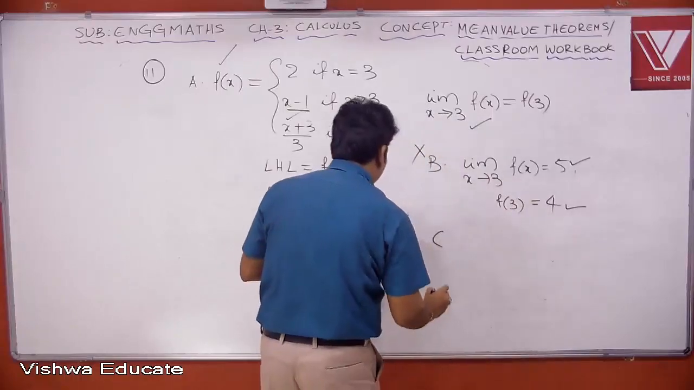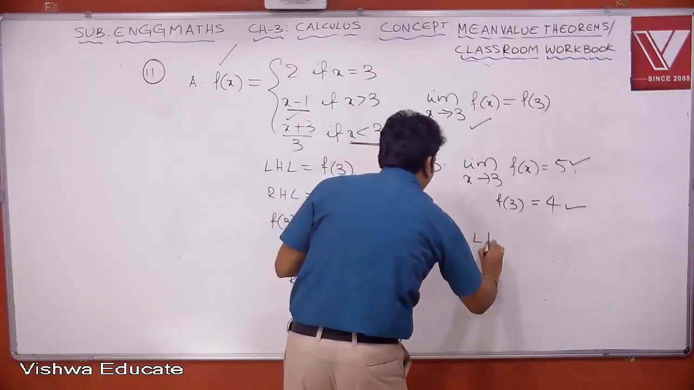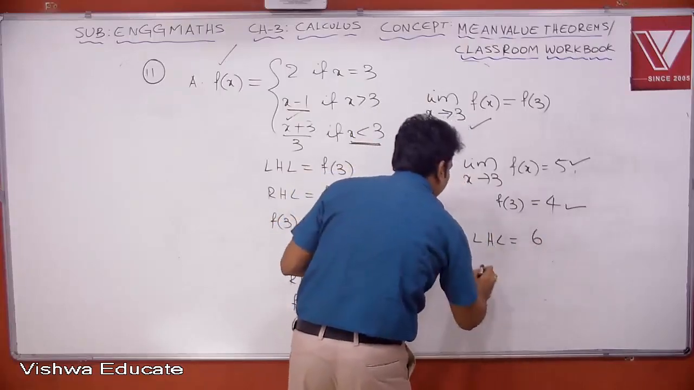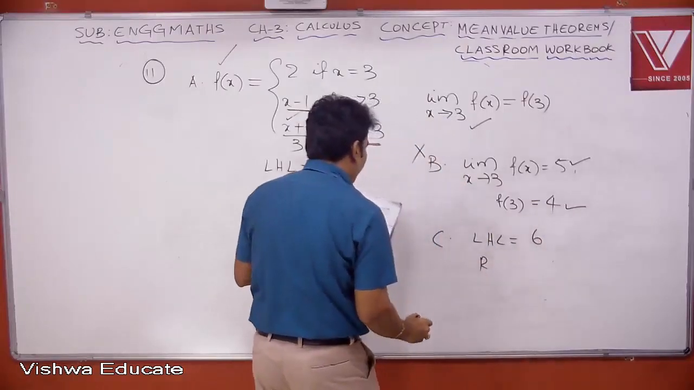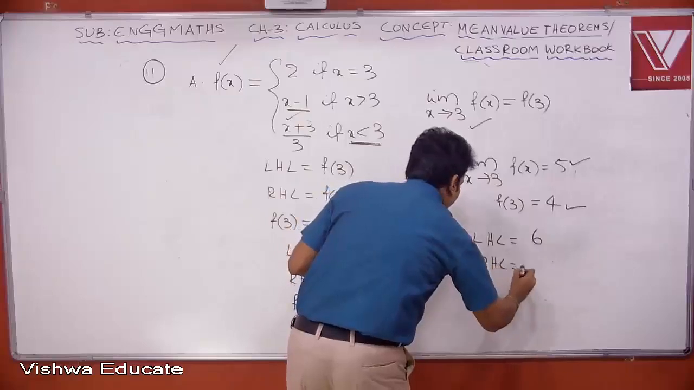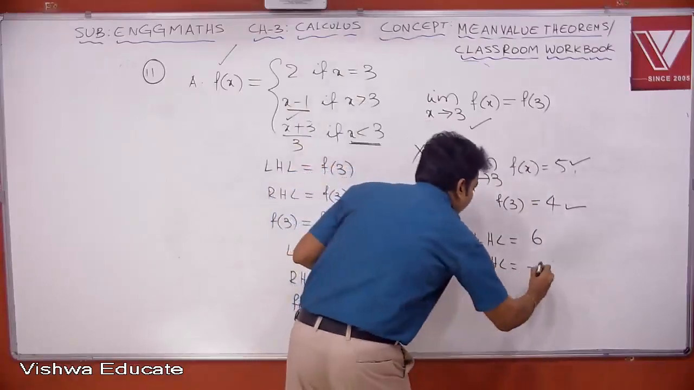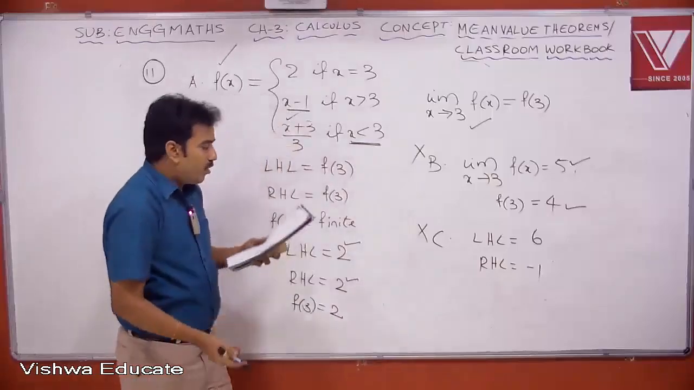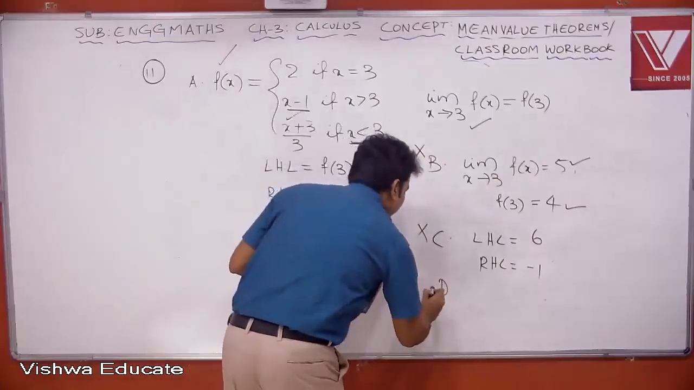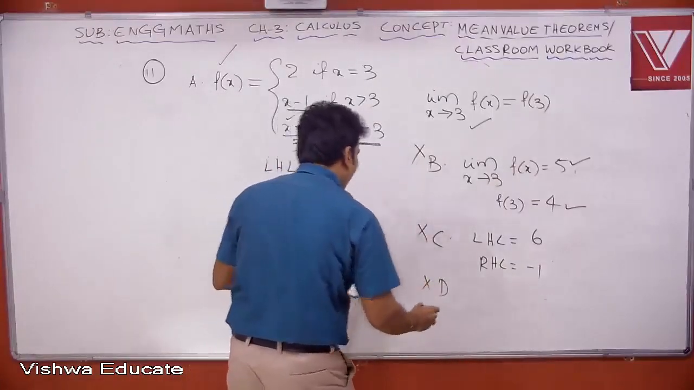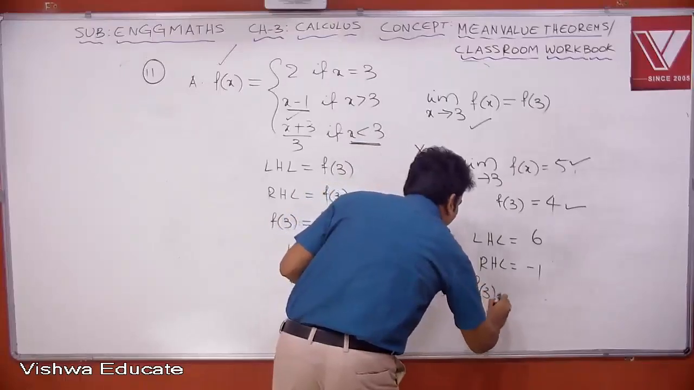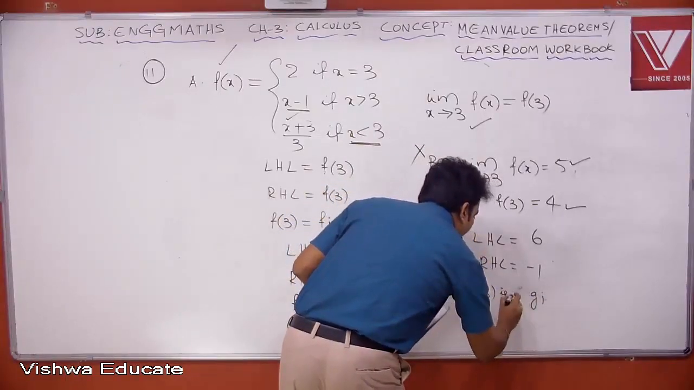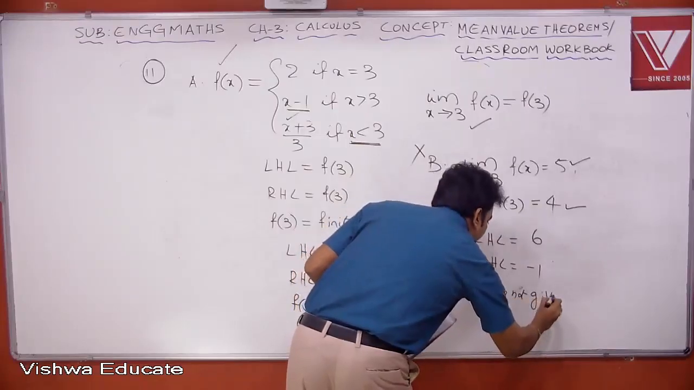In option C, what is the LHL value? LHL value equal to 3 plus 3, 6, because the function is x plus 3. For RHL, the function is x minus 4. So it is minus 1. So the limit does not exist. When you look at option D, it is not the right answer because f of 3 is not given. When f of 3 is not given, how can you confirm that this is continuous?